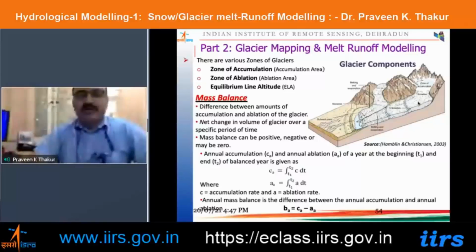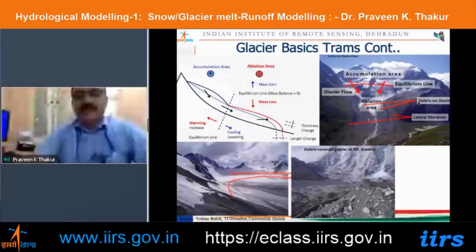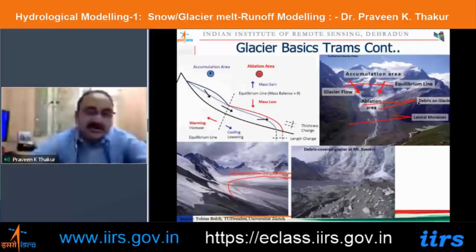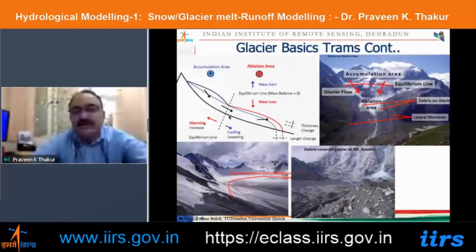So this is the accumulation area. If there is a warming climate, this ELA line will shift upwards, and if it is a cooling time period, that means snowfall has increased and air temperature has decreased, then this ELA will go down. For the typical Himalayan glacier, this line varies from 4,800 to 5,300 meters. In the ablation area there is a mass loss, and in the accumulation area, there is a mass gain.